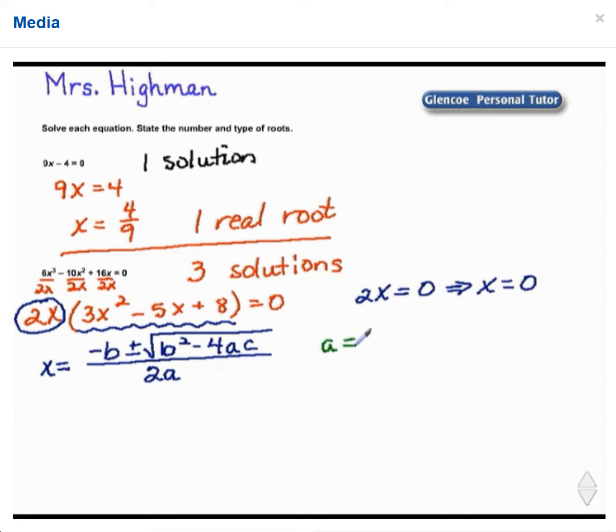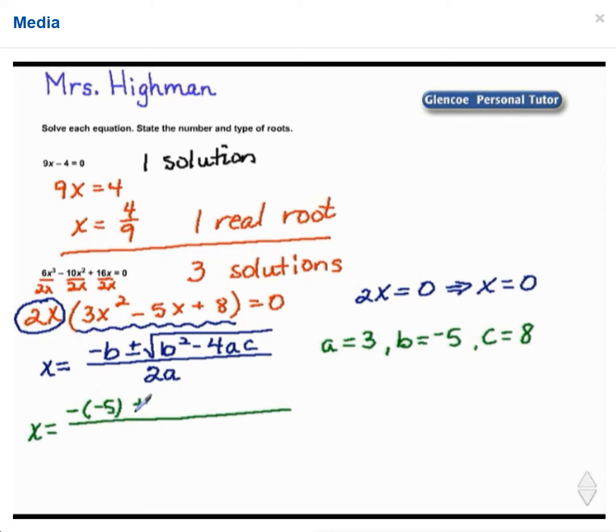So a is the coefficient of x squared, so that's 3. b is the coefficient of x, which is negative 5. And c is the constant, which is 8. Okay, let's plug those in. So we need the opposite of b. So the opposite of negative 5.